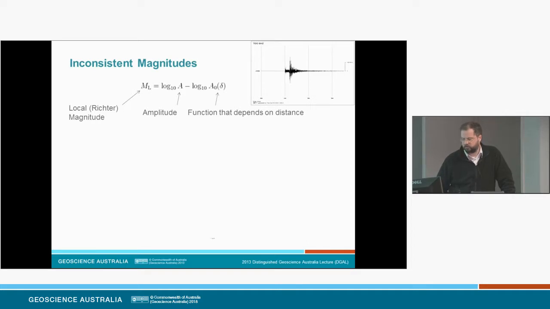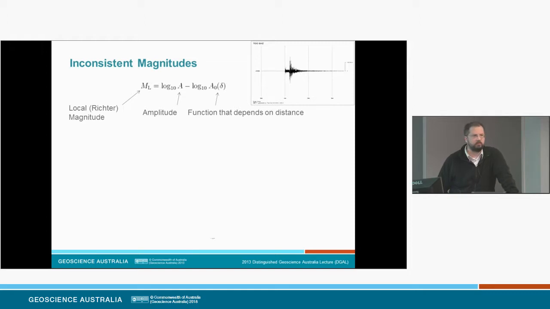It's the log of the maximum amplitude of a seismic wave at a seismic station, A, minus the log of a function A naught of delta, which depends on distance. Basically, the further you're away from the earthquake, the smaller the amplitude, and you need to take that into consideration when you're calculating the magnitude. Now this would all be fine if A naught was the same everywhere in the world, but it isn't. There was the original one developed by Richter for California, and really there should be different functions of A naught for different parts of Australia, for different parts of the world.